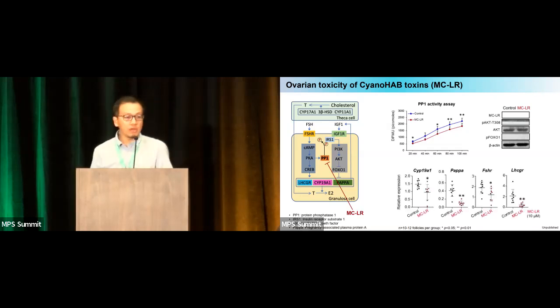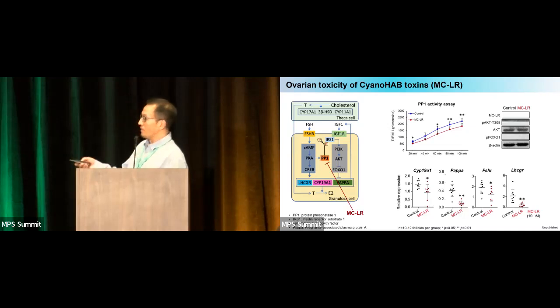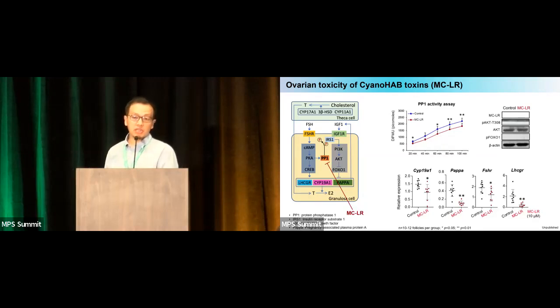And our real-time PCR data also indicate that microcystin exposure can significantly downregulate target genes of this signaling pathway. So, for example, I already introduced the LH receptor. You see, microcystin can dramatically decrease the LHCGR expression, and that might be the reason that makes the follicle not responsive to the LH surge, and then it can cause the ovulation defect.